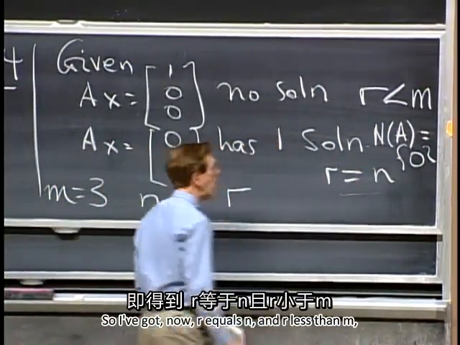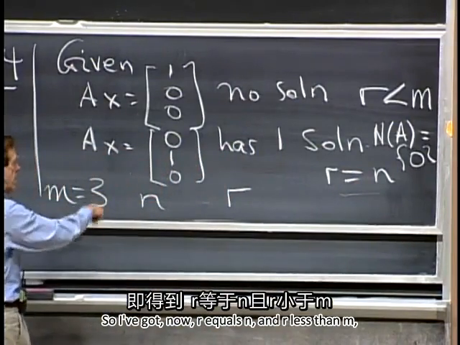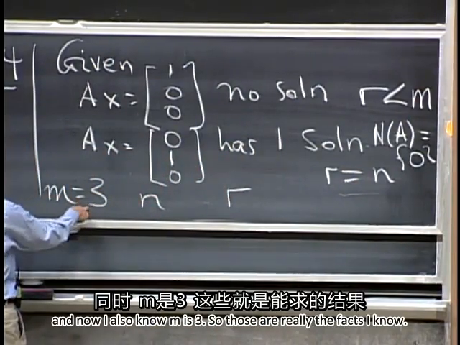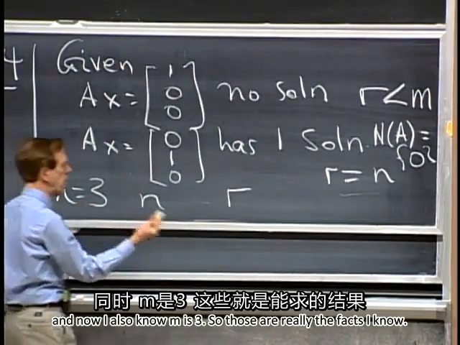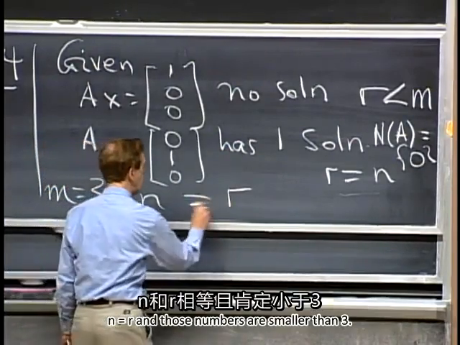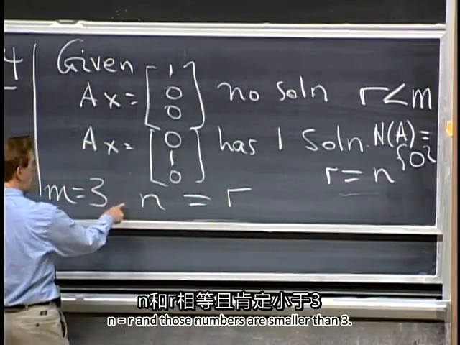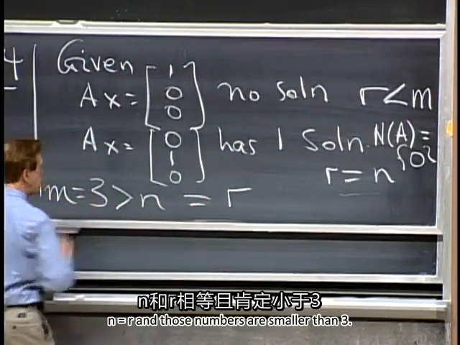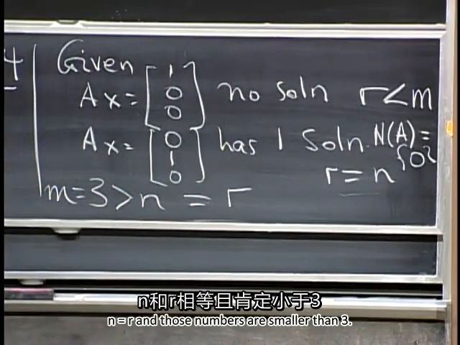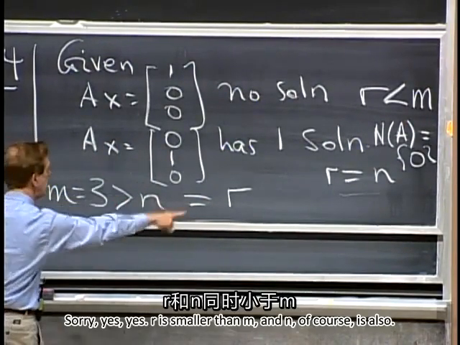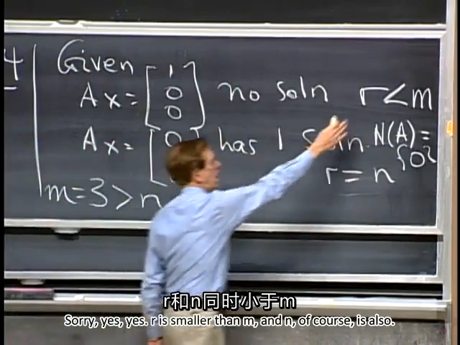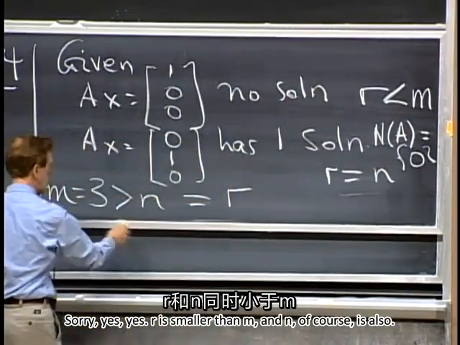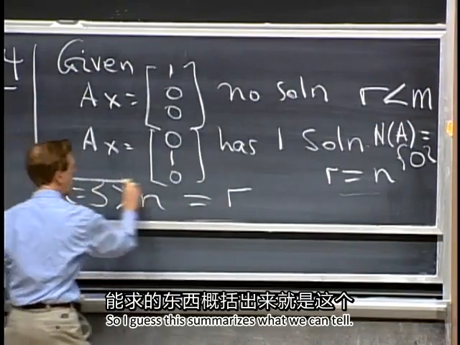So I've got now R equal N and R less than M, and now I also know M is 3. So those are really the facts I know. N equals R, and those numbers are smaller than 3. R is smaller than M, and N, of course, is also. So I guess this summarizes what we can tell.